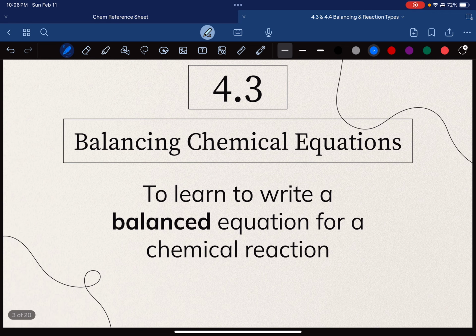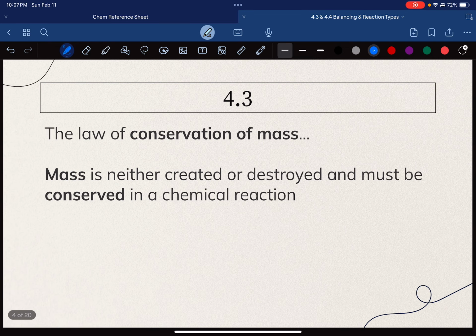So 4.3, balancing chemical equations. You're going to learn how to write a balanced equation for a chemical reaction. In 4.2, we were writing unbalanced chemical equations, and now you will learn how to balance them and exactly what it means. The law of conservation means that mass is neither created nor destroyed, and it must be conserved in a chemical reaction. However many atoms of an element are on the reactant side, they need to be the same on the product side.